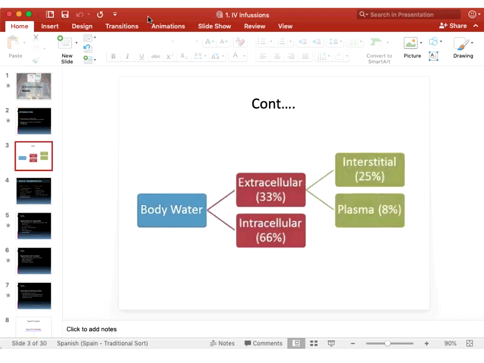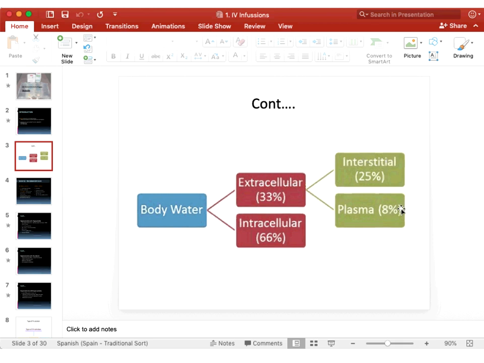As you can recall, about 60% of our body is contained in water. This is then divided in extracellular space and intracellular space. Now, the extracellular space contains the plasma, which is the intravascular space, and the interstitial space.